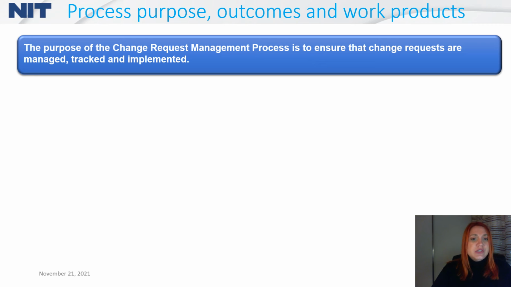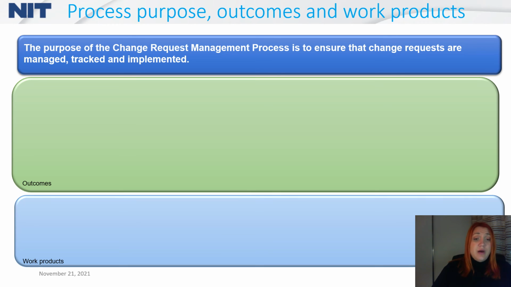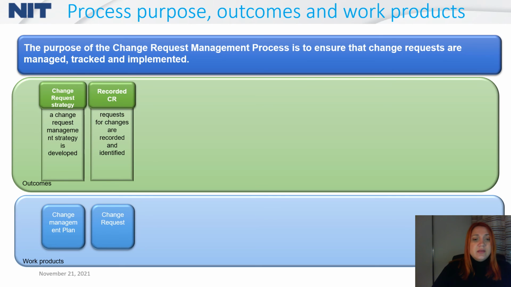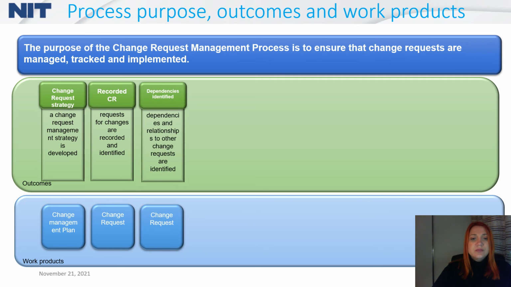The purpose of the change request management process is to ensure that change requests are managed, tracked, and implemented. There are a lot of outcomes for this process. The first one is that we need to have the change request strategy. The second one is that all the change requests need to be recorded and of course identified. You can see that the work products there are the change management plan and the change request itself in some kind of tool, like an issue tracking tool. Then there is identification of dependencies and relationships with other possible areas in the project.